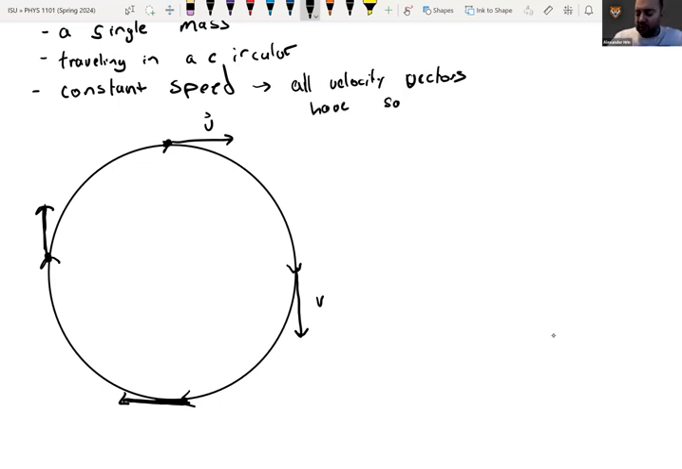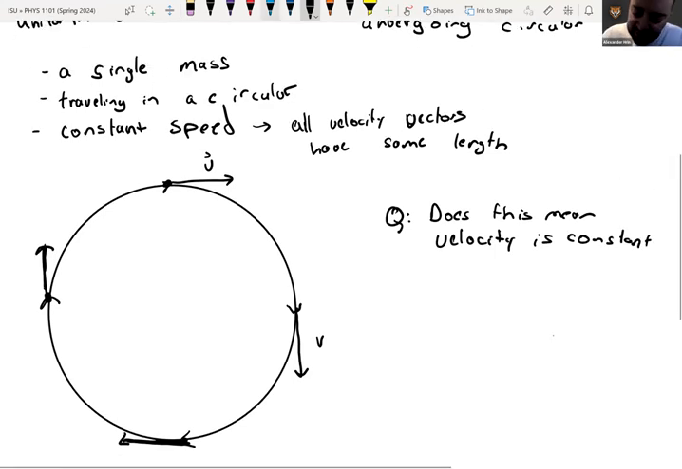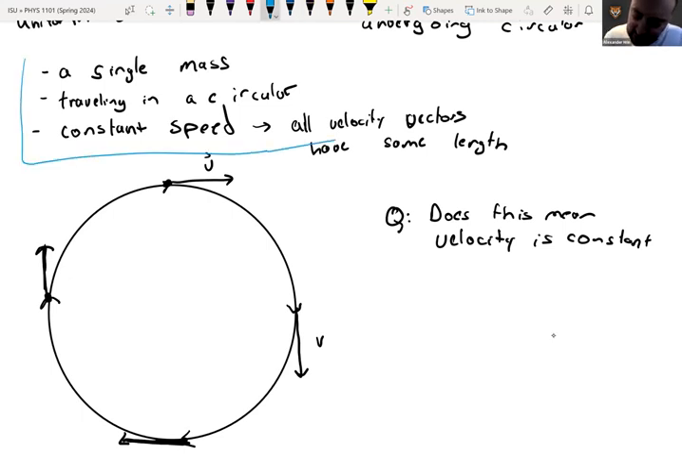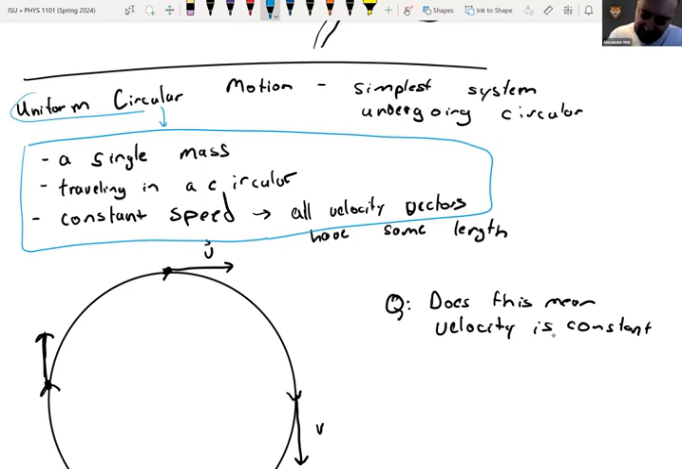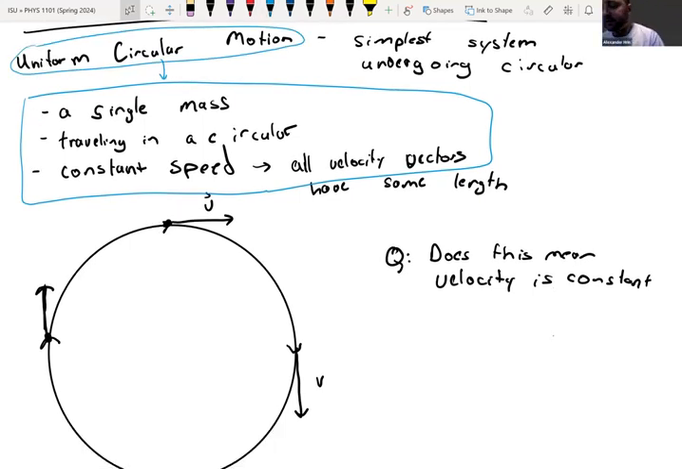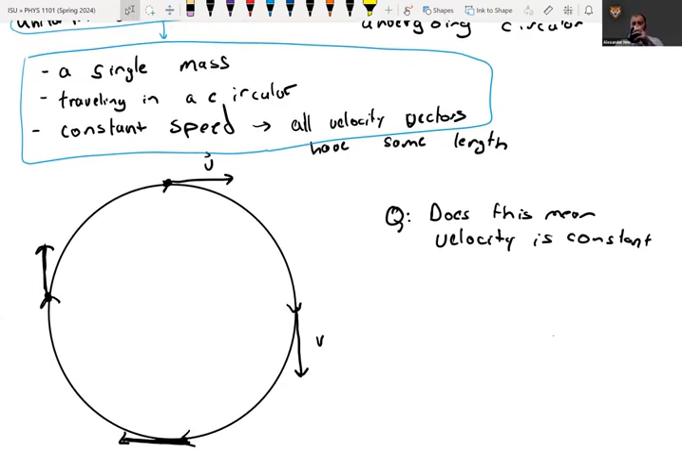Now, I've kind of given this problem away, but I'm going to ask the question. Does this mean velocity is constant? Again, assuming these three conditions are true, and I'll circle them in blue. These are the three basic conditions we're looking for if something is undergoing uniform circular motion. Does this mean that velocity is constant? Answer this question for yourself and then see if you're right. Answer yes or no, and try to come up with a reason why.